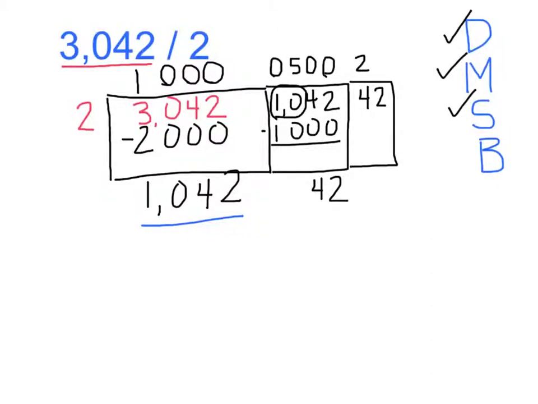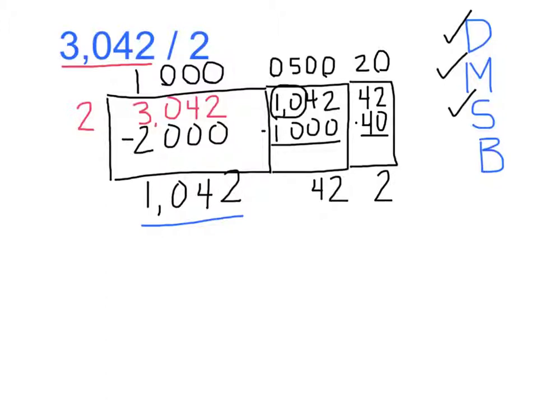Now remember that every single number that's on the inside of the box has to have a buddy on the outside of the box. The 4's buddy is the 2, so the 2 has to have a 0 buddy. 20 times 2 is 40. We're going to subtract and bring down any remainders.